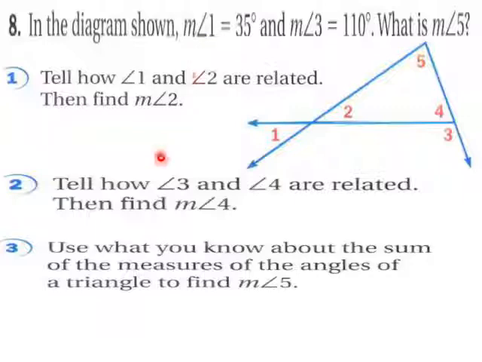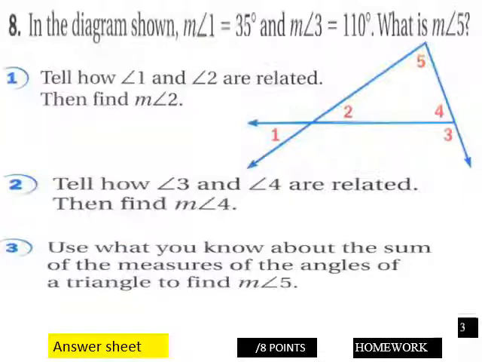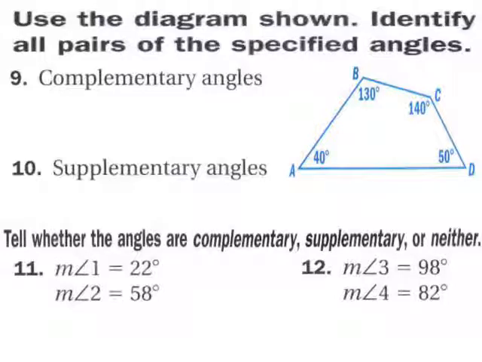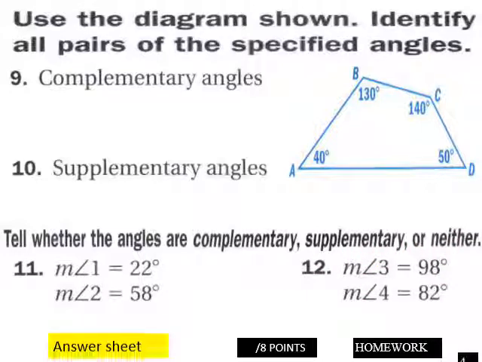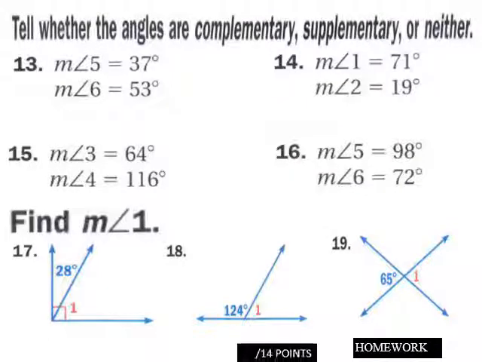We know this here, so, whoop, don't want to give anything away. I'll let you do that on your own, students. Use the diagram here to find the complementary and supplementary angles. Tell whether the angles are complementary or supplementary or neither. And then tell whether the angles are the same, comps, sups, or neither. Then find the measure of angle 1 here.